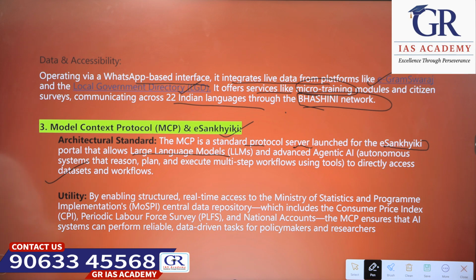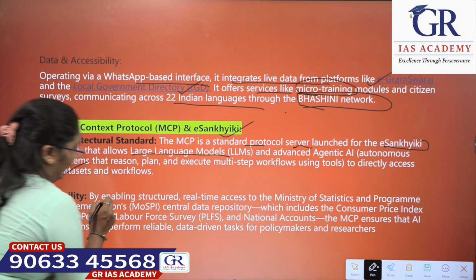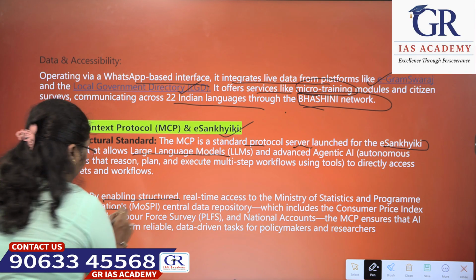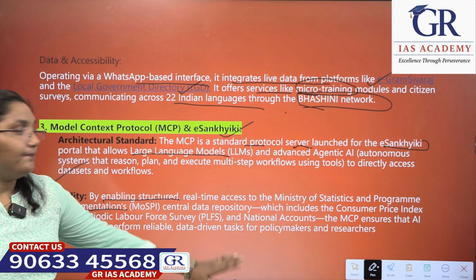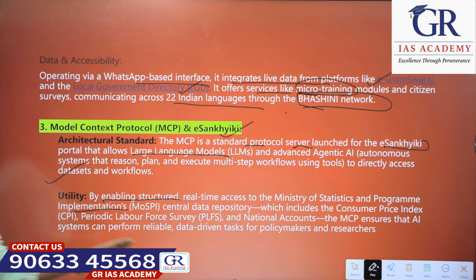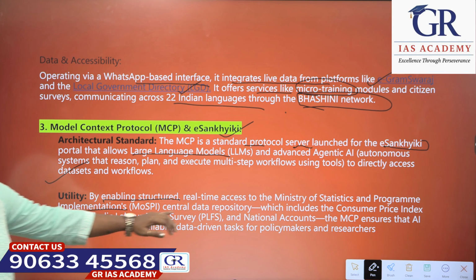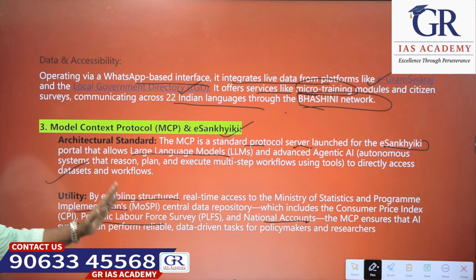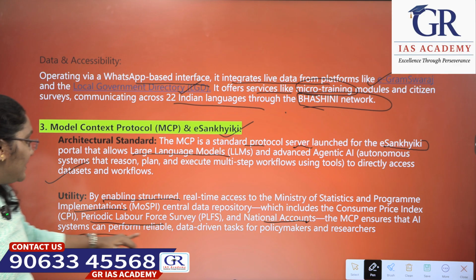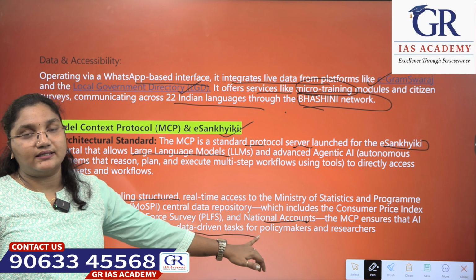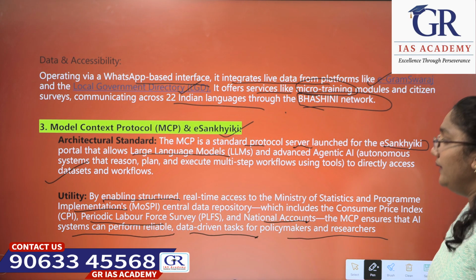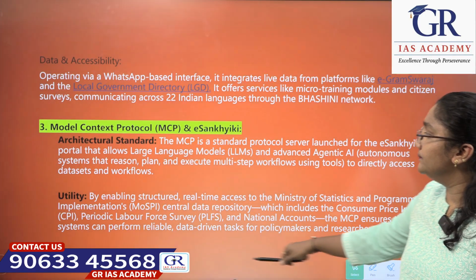Well, how is this utilized? Coming to the utility, by enabling structured real-time access to the Ministry of Statistics and Programme Implementation's central data repository, which includes the Consumer Price Index, Periodic Labour Force Survey and national accounts, the Model Context Protocol ensures that AI systems can perform reliable data-driven tasks for policymakers and researchers. This is what the utility context is about.